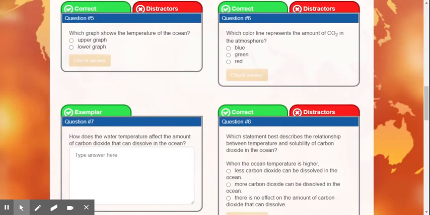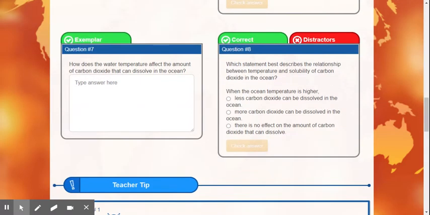Which graph shows temperature in the ocean? Which color line represents the amount of CO2 in the atmosphere? How does the water temperature affect the amount of carbon dioxide that can dissolve in the ocean? Okay, so the higher temperature of the water, the blank. More, same, less. You fill it in. CO2 can dissolve.